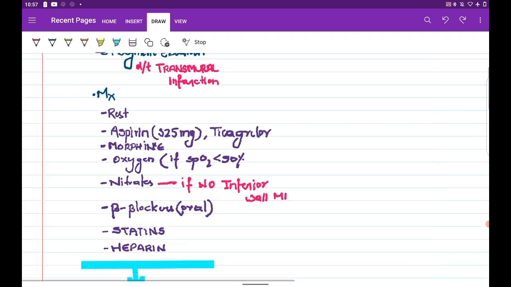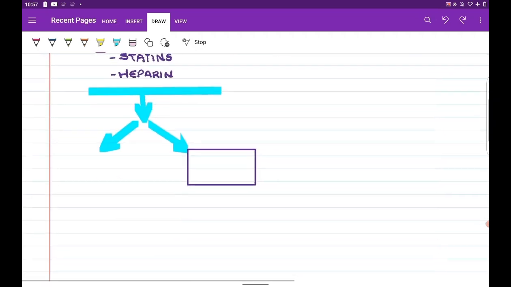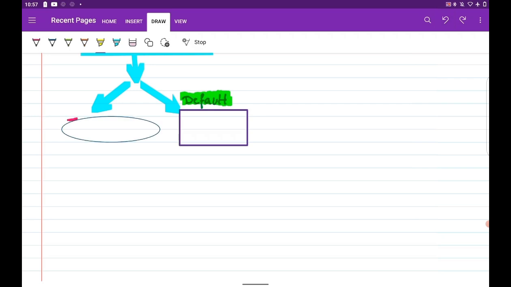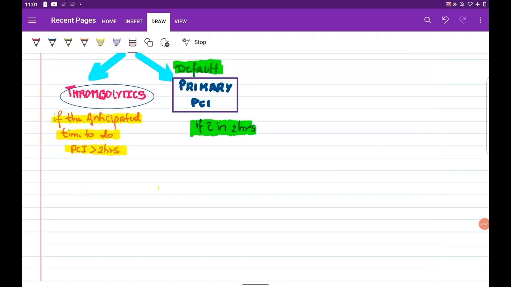Now these drugs we have to give, but what's the main treatment in case of ST elevated MI? The patient has to undergo thrombolysis or a primary PCI. Primary PCI means PCI after STEMI. Even if both options are available, the default treatment is primary PCI if the PCI can be done within 2 hours. But if the anticipated time to do PCI is more than 2 hours, then we'll go for thrombolytics.